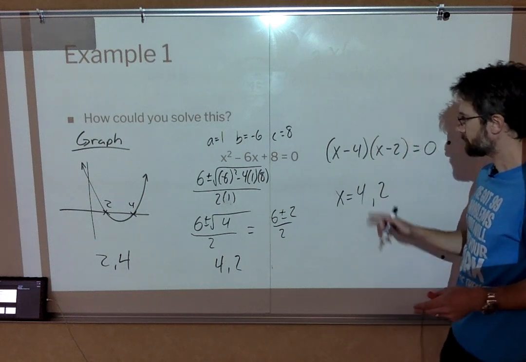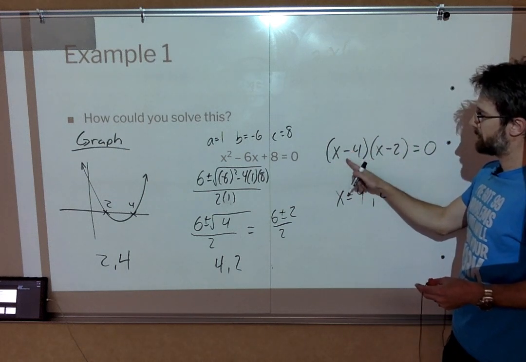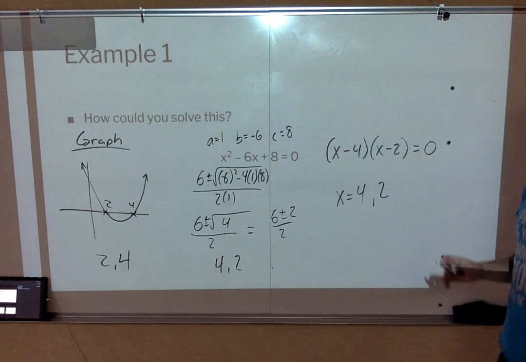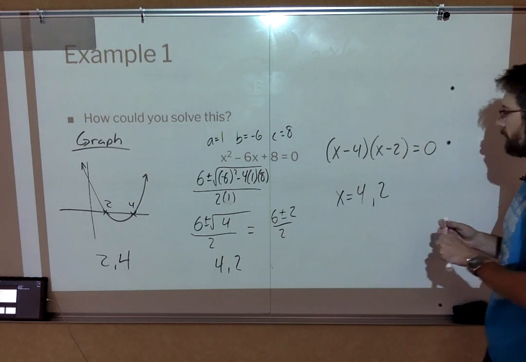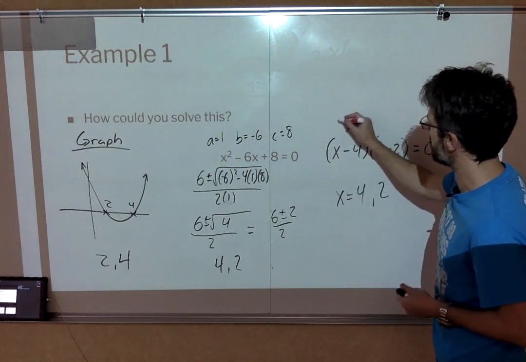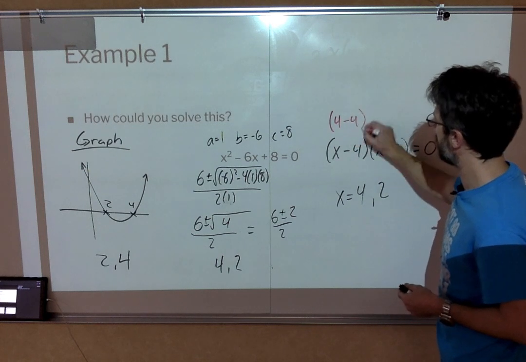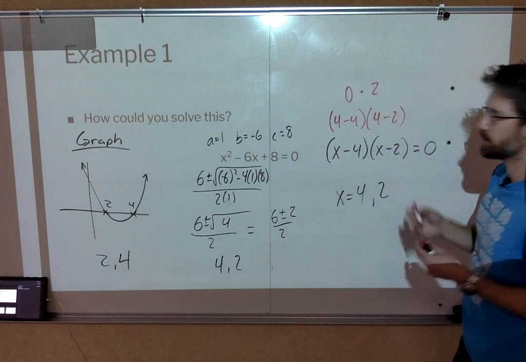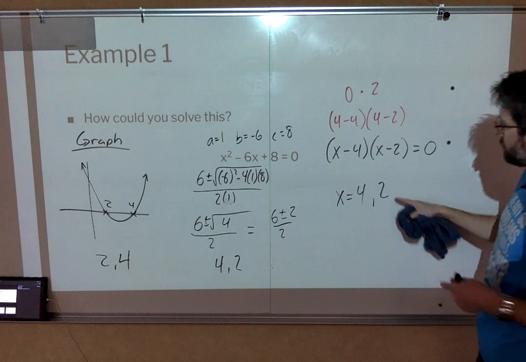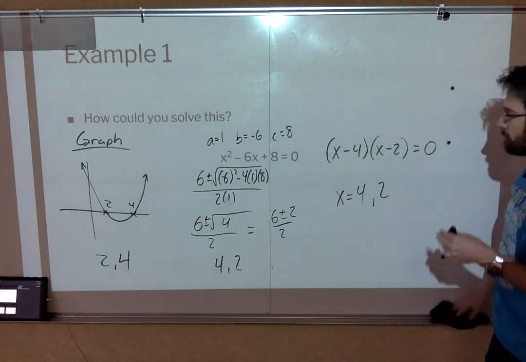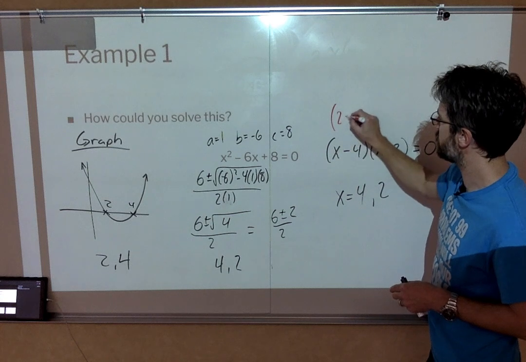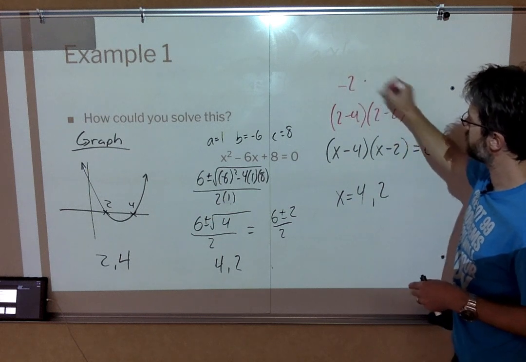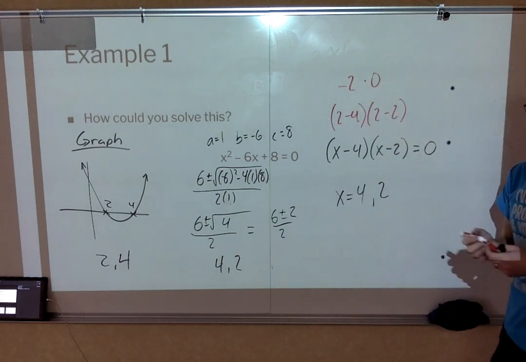So why is it that this has a solution at 4, this has a solution at 2? Why don't we plug it in just to see what happens? So if I plug in 4 into this equation, it is 4 minus 4 times 4 minus 2. Well, that's 0 times 2, which is 0. What happens then if I plug in 2? Same thing, only in reverse. 2 minus 4 times 2 minus 2. This ends up being -2. This one is still 0. -2 times 0 is still 0.